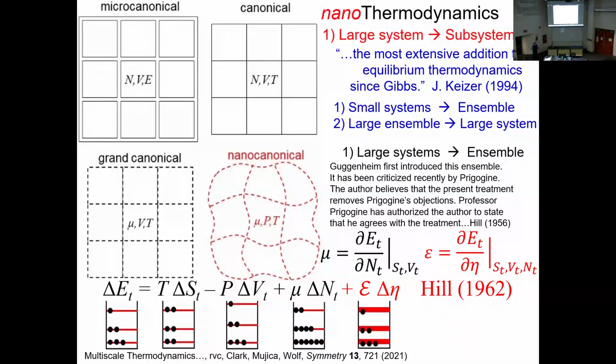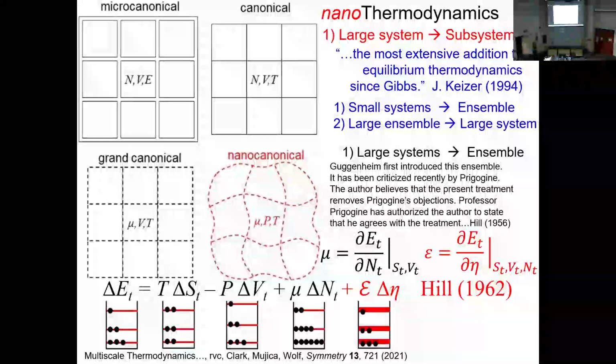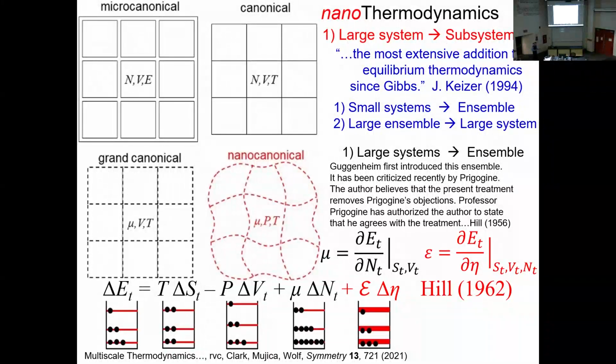Nanothermodynamics is sort of the opposite. You imagine a large system that subdivides into smaller subsystems. It's mathematically equivalent, but conceptually it's quite different. So you might wonder, what would cause a large system to subdivide into smaller systems?